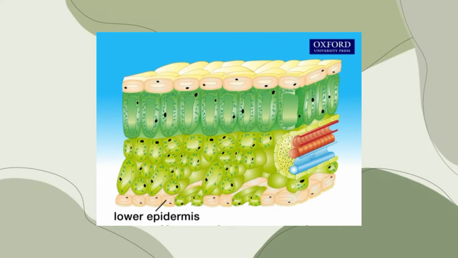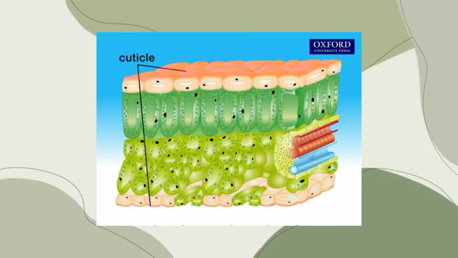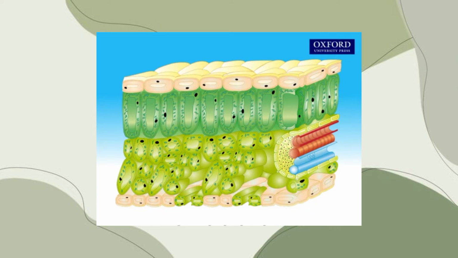The epidermis protects the inner layers of cells. Both the upper and lower epidermis are covered by a thin waxy layer of cuticle. The cuticle reduces loss of water from the leaf surface.